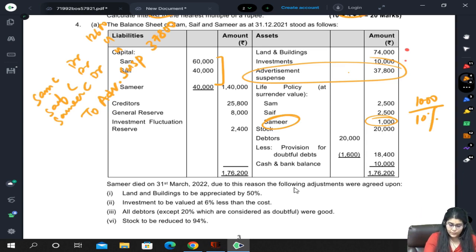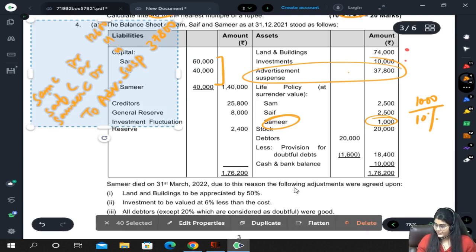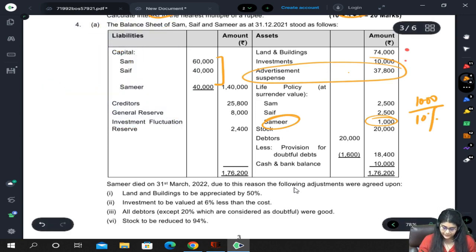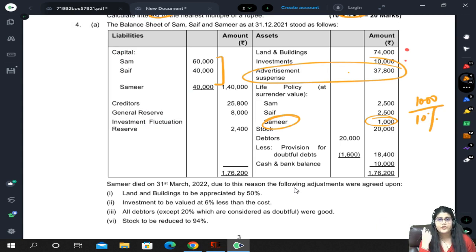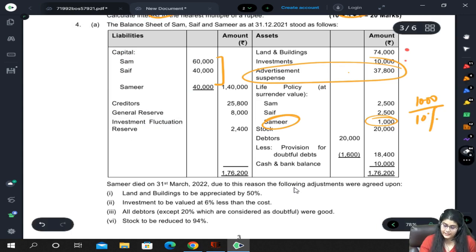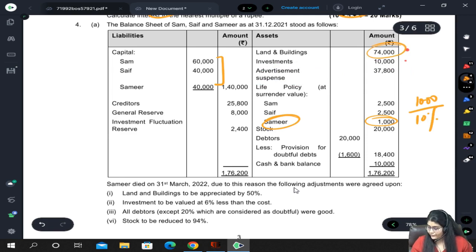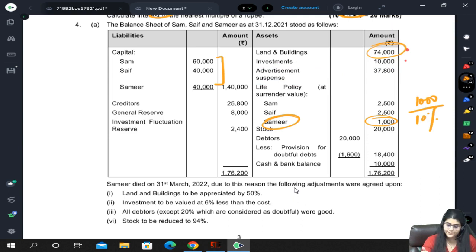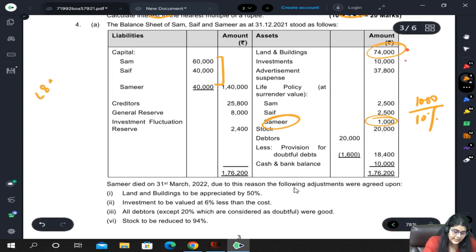Next, what do we have to do? Next, let's move on to the revaluations. Land and buildings to be appreciated by 50%. Currently, land and building is valued at 74,000. So a 50% appreciation would mean 37,000. Increasing the value of land and building by 37,000 and sending it to revaluation account, 37,000.